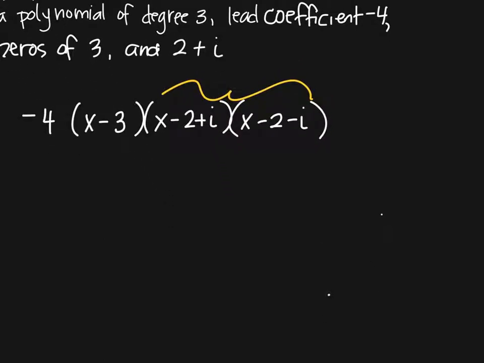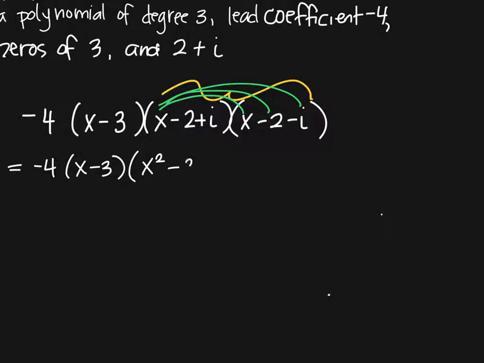So I'm going to focus just on the imaginary factors. I'm not going to do my negative 4. I'm going to save that for later. I'm not going to do my x minus 3. I'm going to do superfoil first. So I'm going to take my x, and I'm going to distribute it 3 times. That will create my first set of 3. So that will give me x squared minus 2x minus ix.